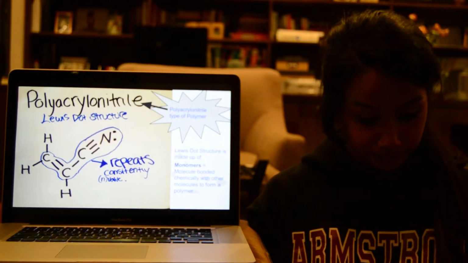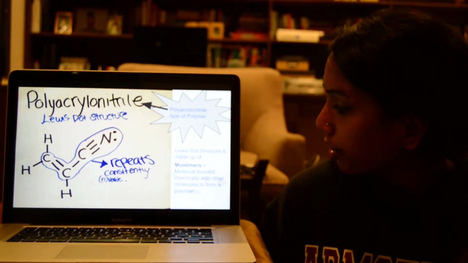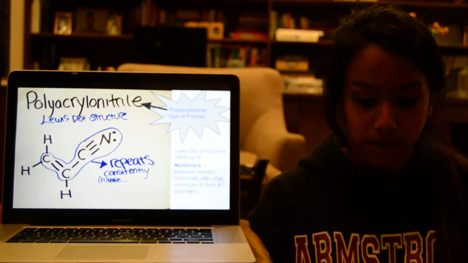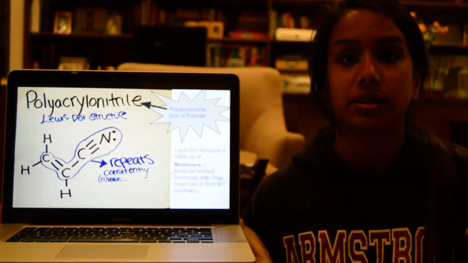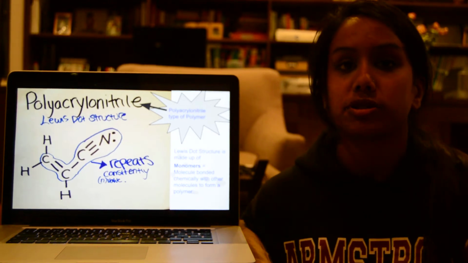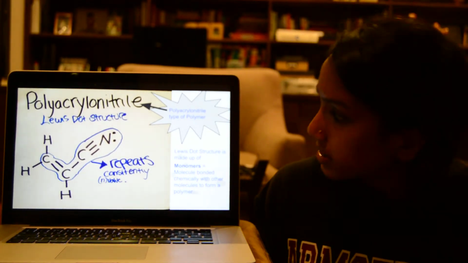Polyacrylonitrile contains monomers. And monomers are molecules that bond chemically with other molecules to form a polymer. So that's why this is a polymer.